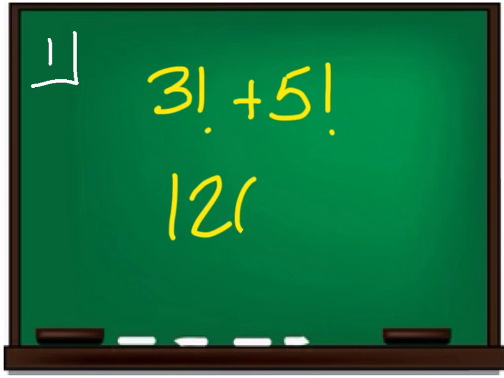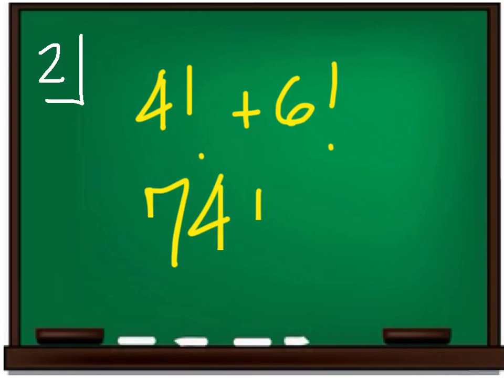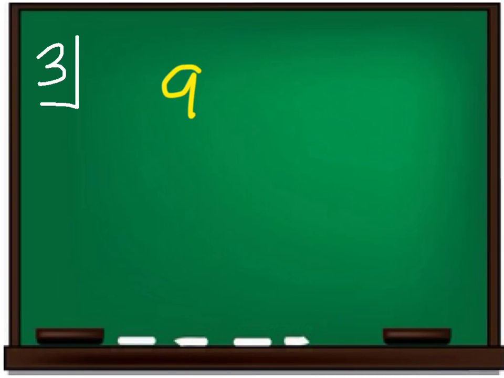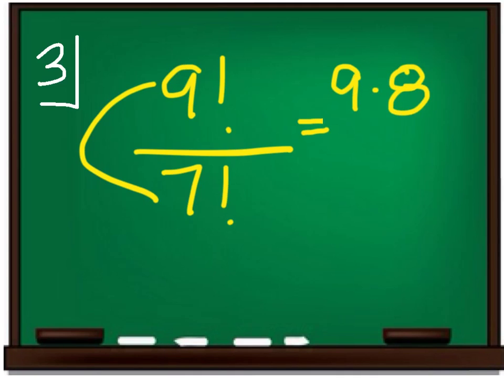Answer to this one is 126. Answer on that one is 744. Don't forget, on these problems you can do 9 minus 7 to get 2, and then come up with only needing the first two terms of 9 factorial, which is 9 times 8, or 72.